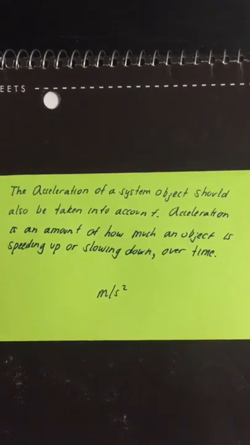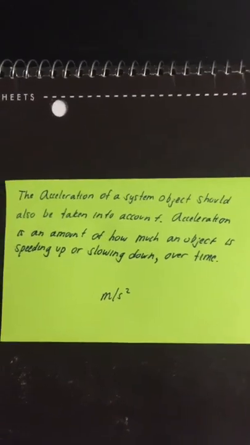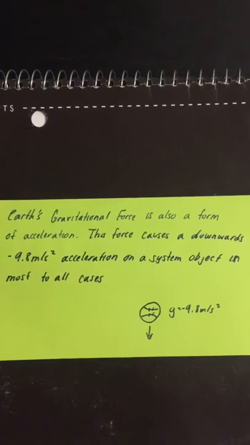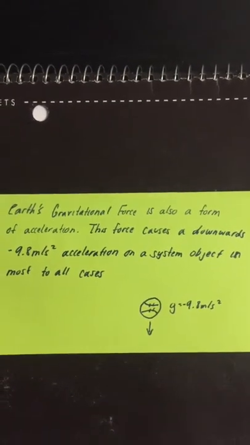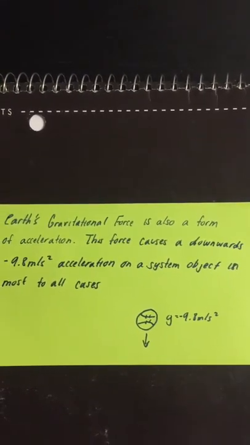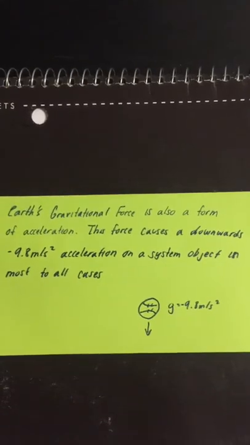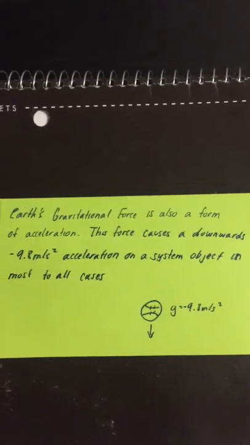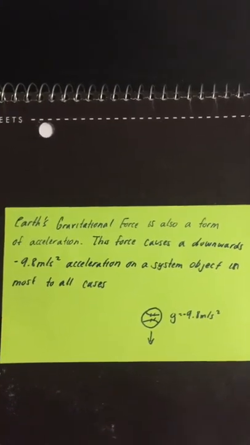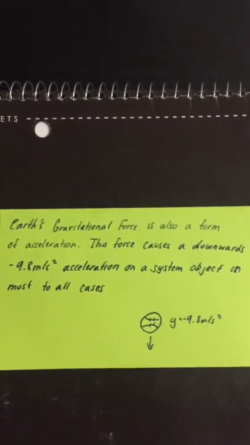Acceleration is a measure of how much an object is speeding up or slowing down over time. Meters per second squared is what represents acceleration. Earth's gravitational force is also a form of acceleration. This force causes an acceleration of negative 9.8 meters per second squared, which means a system object is always accelerating downwards unless on an even plane. Gravity acts on a system object in almost all cases.